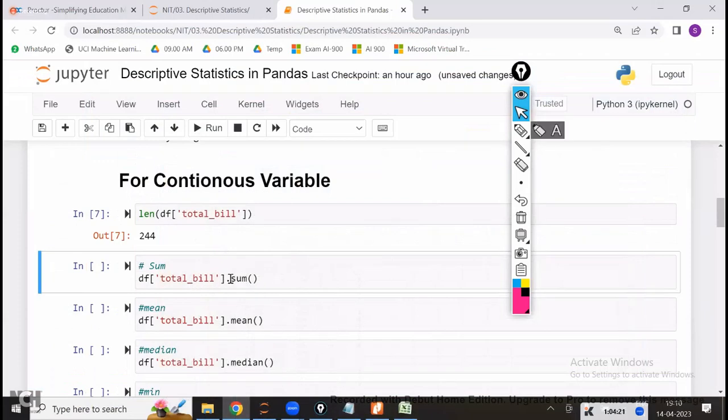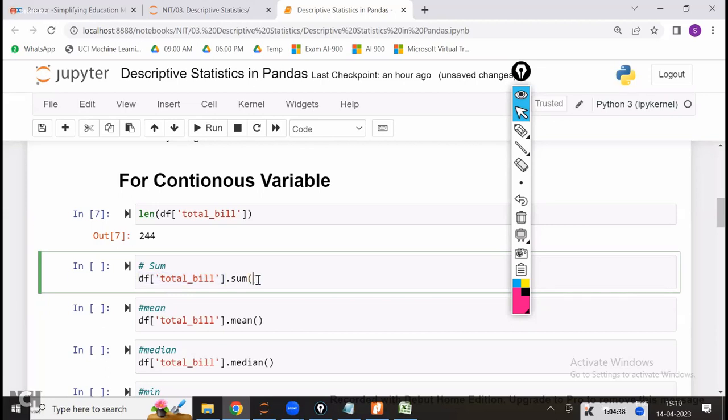How to do the sum for that particular column only? How to extract only that column, a single column with all the rows? By writing the single column name. I have already told you this in pandas: how to extract the data for a single column. Right? df of total bill.